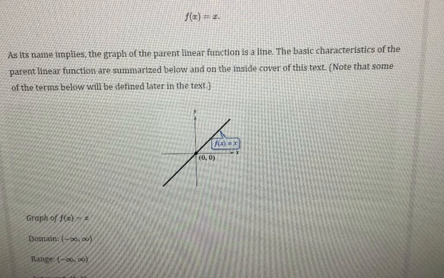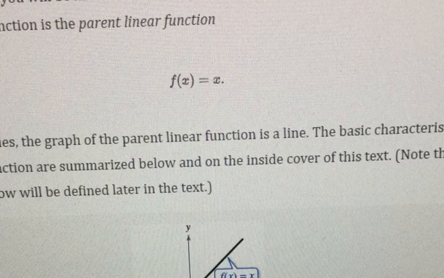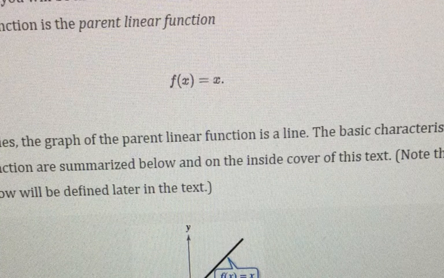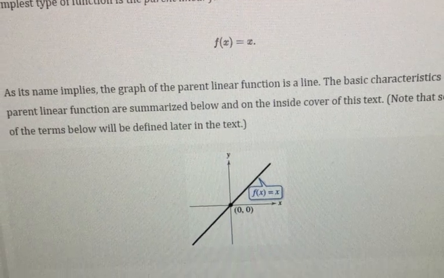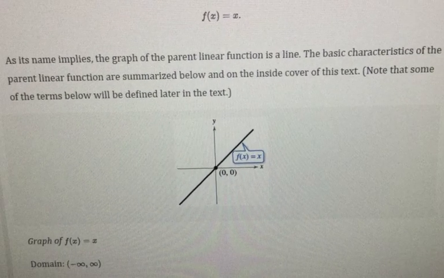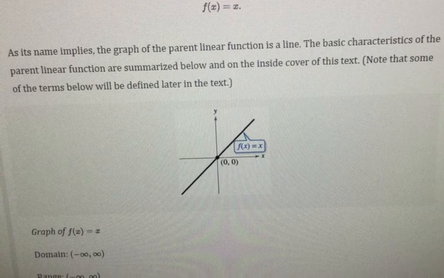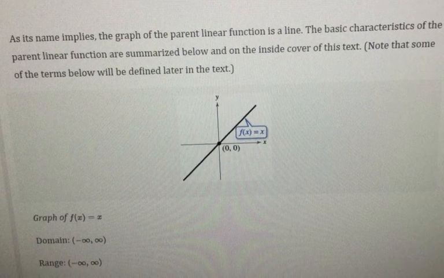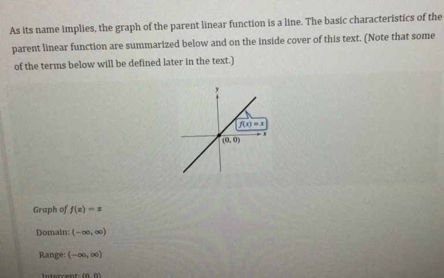that we're going to look at when we get to this chapter all about parent functions. It says in the next section we're going to be introduced to the precise meaning of what a function is. The simplest type of function is the parent linear function. So it looks like f of x equals x. Basically we have an x to the first power and a y, and those are my only two variables, and they're both to the first power. It says, as its name implies, the graph of a parent linear function is a line. The basic characteristics of parent linear functions are summarized below and on the inside cover of this text.